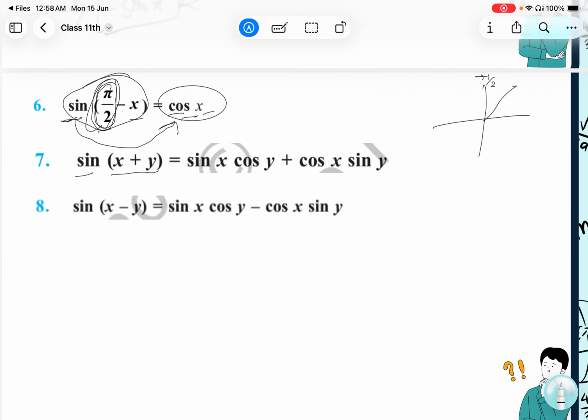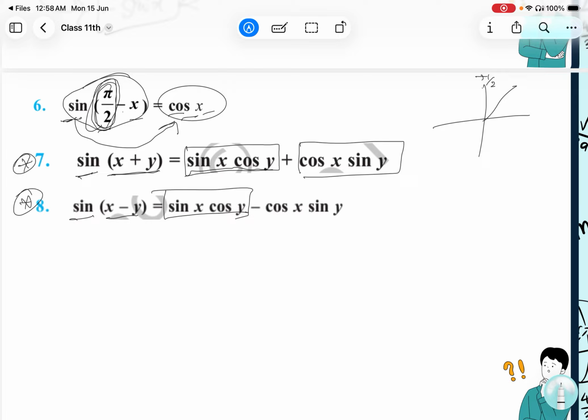Now we have sine(x + y) equals sin x cos y plus cos x sin y. This is very important, and you have to memorize it. You see sine(x + y) and sine(x - y): the first term is sin x cos y in both, and the second term is cos x sin y in both. If there is an addition of two angles, then it will also be added. If there is a difference of two angles, then it will also be minus.